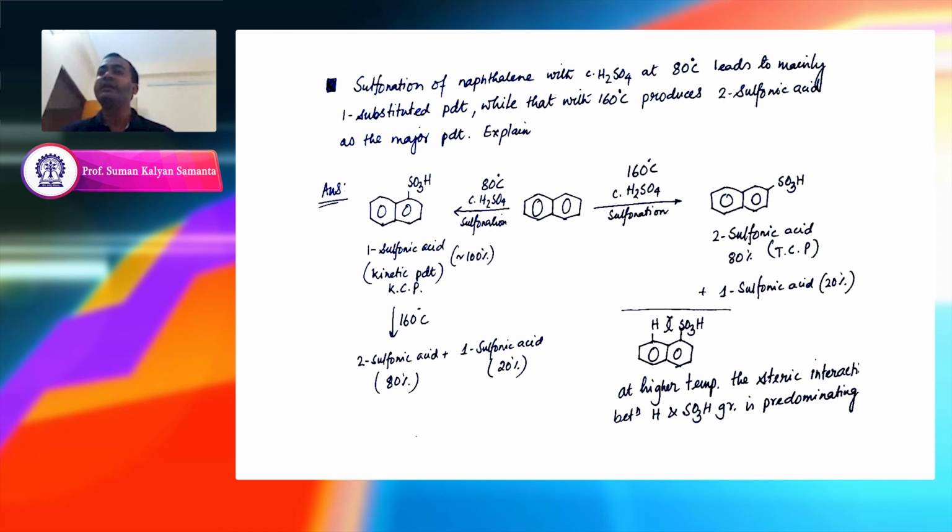Now this reaction is again checked, to see whether this reaction is reversible or not, and whether this kinetic and thermodynamic product concept is correct or not. What did they do? They took this 1 sulfonic acid, the product formed in the kinetic pathway, as 100%. In the left side bottom, you can see that now they are heating it at 160 degrees Celsius. When you heat at 160 degrees, you eventually get 2 sulfonic acid as 80% and 1 sulfonic acid is 20%, which you are getting in this reaction condition.